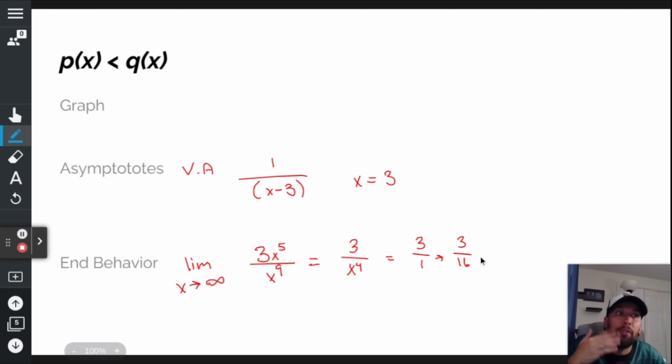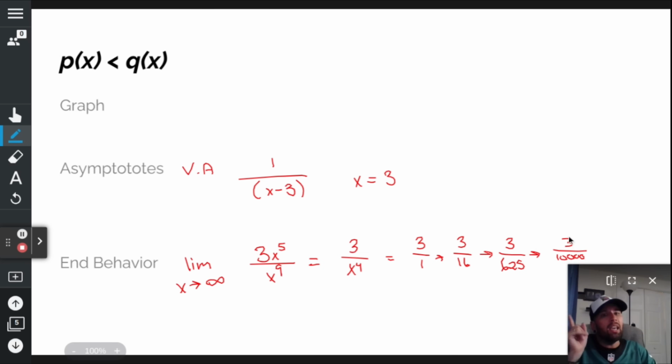If we were to plug in 5, I now have 3 over 625. That number, 3 over 625, is almost 0. If I plug in 10, I now have 3 over 10,000. This whole number is almost 0. So anytime my x gets bigger, my number as a whole gets much, much smaller.